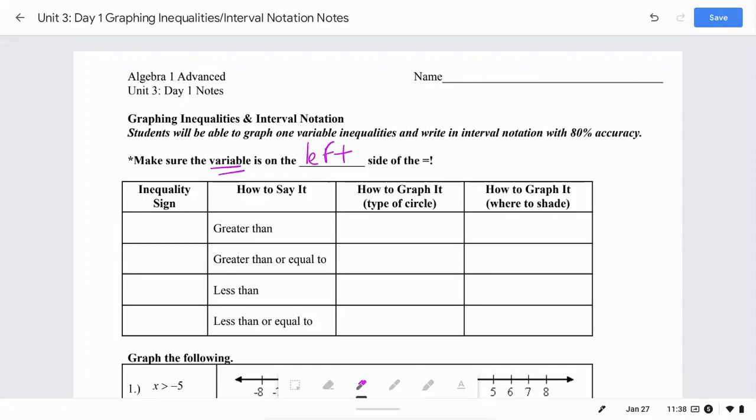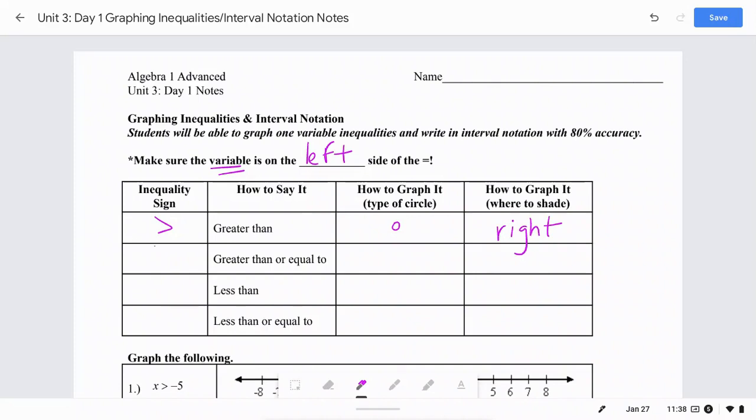Okay, so let's just talk about the different types of inequality symbols. So the first symbol is a greater than symbol. Notice greater than symbols are pointing to the right. If it's just a greater than symbol, you would use an open circle on a number line to graph it, and then you would always shade to the right anytime it's greater than. So I just remember that as it's pointing to the right, so always shade to the right.